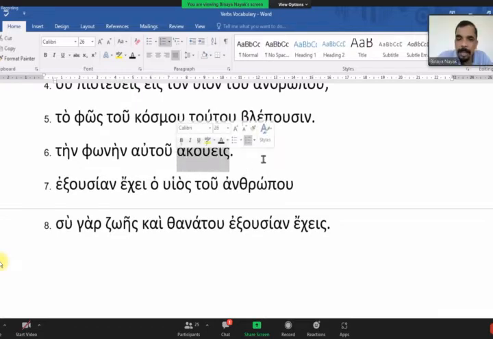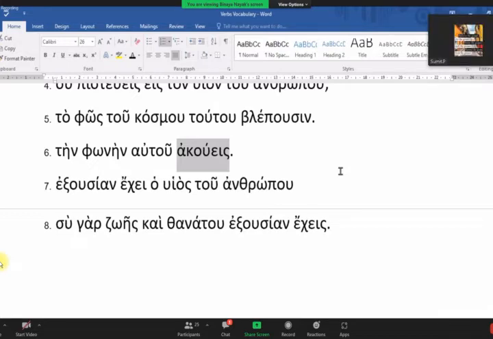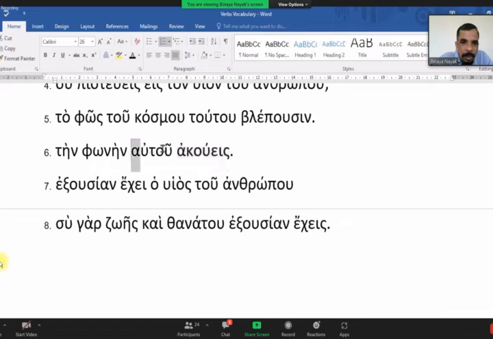Just parse it for us if you can. Second person singular, present tense, active, indicative. Okay, then the lexical form is? Akouo. And what is the inflected meaning for this particular word? Akouo means I hear. You hear. So next step, let's find out what autou is.